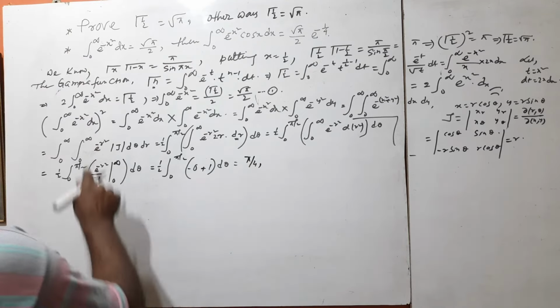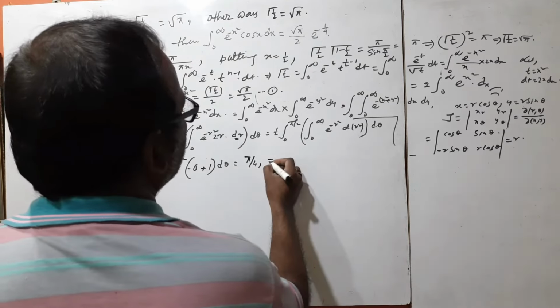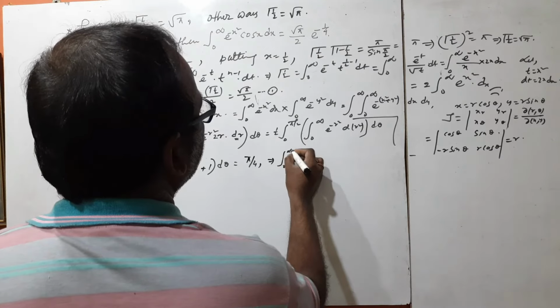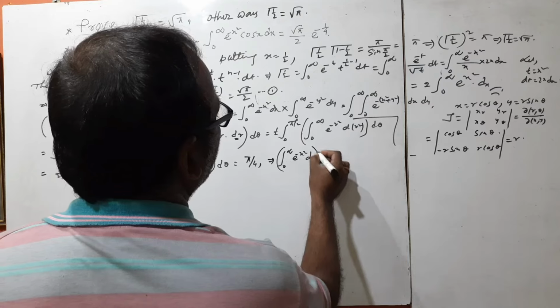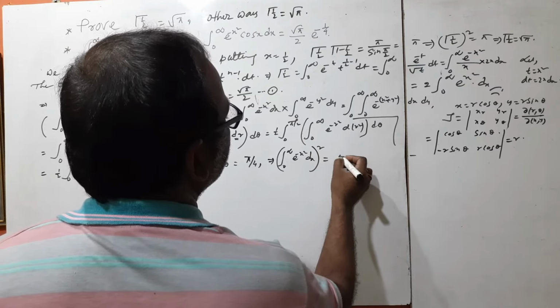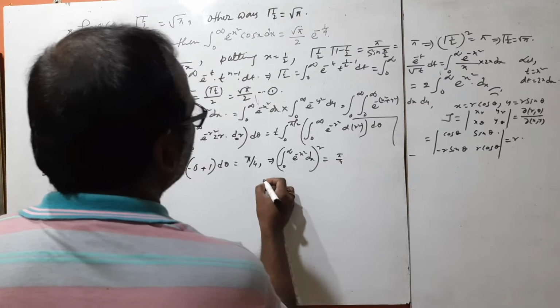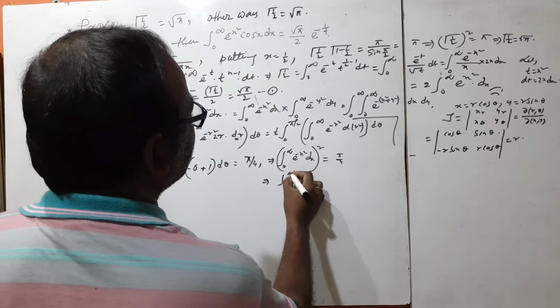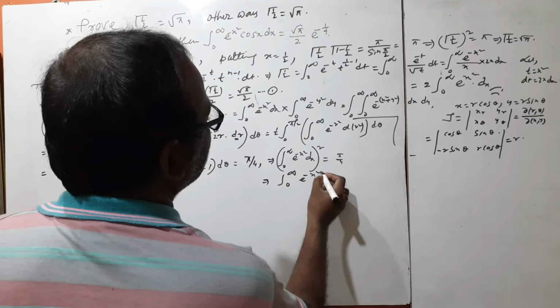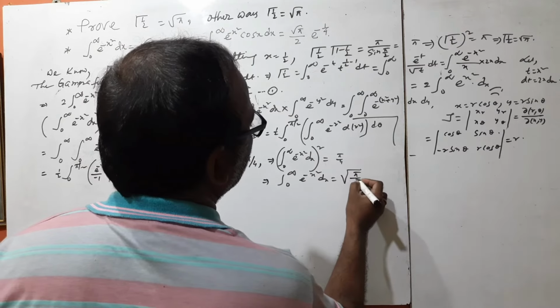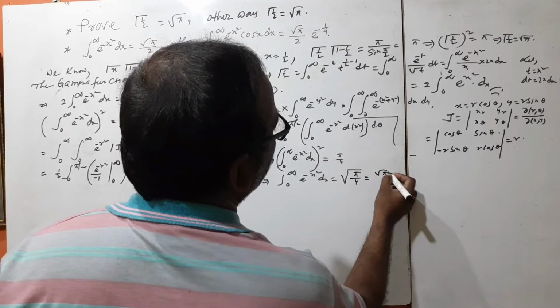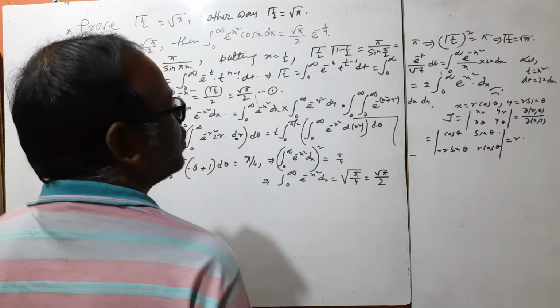Therefore, rewriting, the integral from 0 to infinity of e to the power minus x square dx, whole square, is pi by 4. This implies that the integral from 0 to infinity of e to the power minus x square dx is root pi by 2.